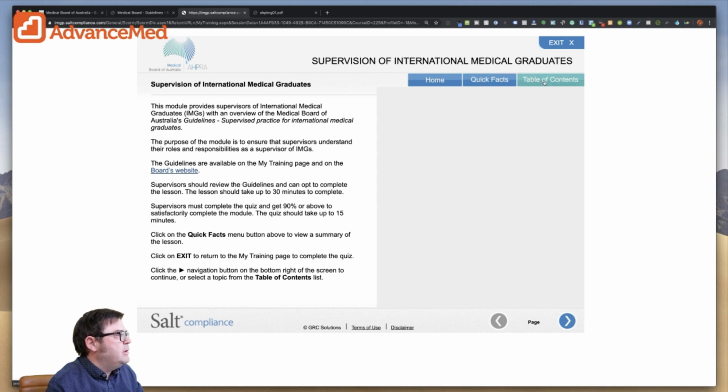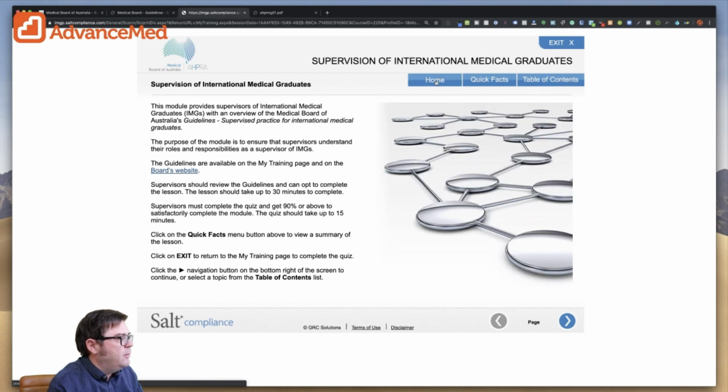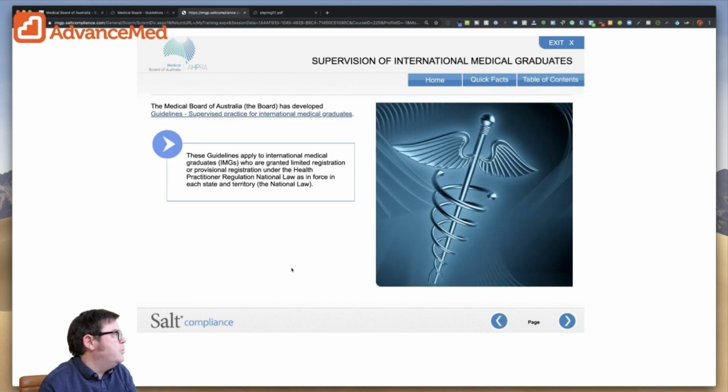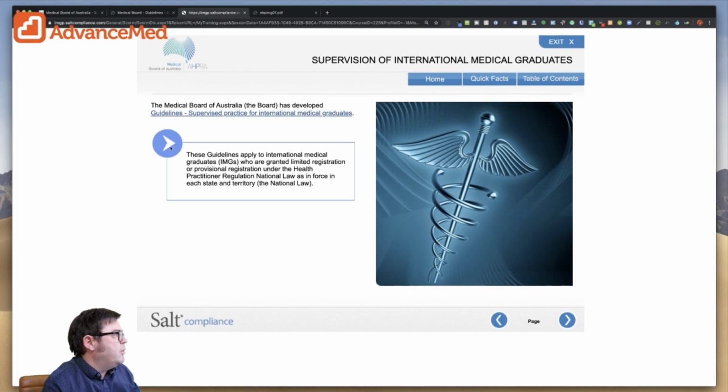Oh, there's a table of contents. Is it going to tell me what I'm going to learn about? Nope, that's blank. I'm on the home page. Okay, well, no, it does say I can select a topic. Doesn't seem to be anything there. Let's click through. The Medical Board of Australia has developed guidelines, which we've read through. These guidelines apply to international medical graduates under the law, and they are granted limited or provisional registration under that law. Understood.